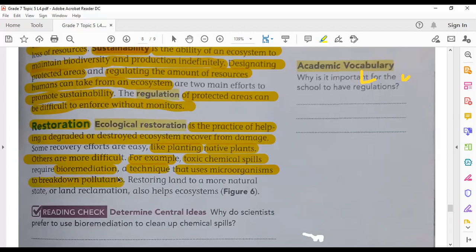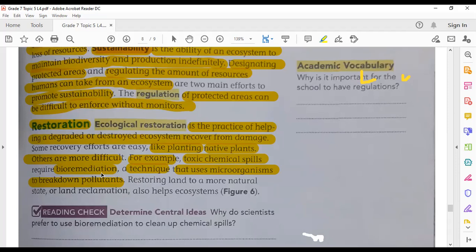Suppose that we have pollutants in water, in a river or a lake, or pollutants in soil. We can break down these pollutants by using microorganisms. This is a good way. Do you know why? Because we're using natural things. We don't use artificial or human-made things. Bioremediation is not easy. It is an example of restoration.